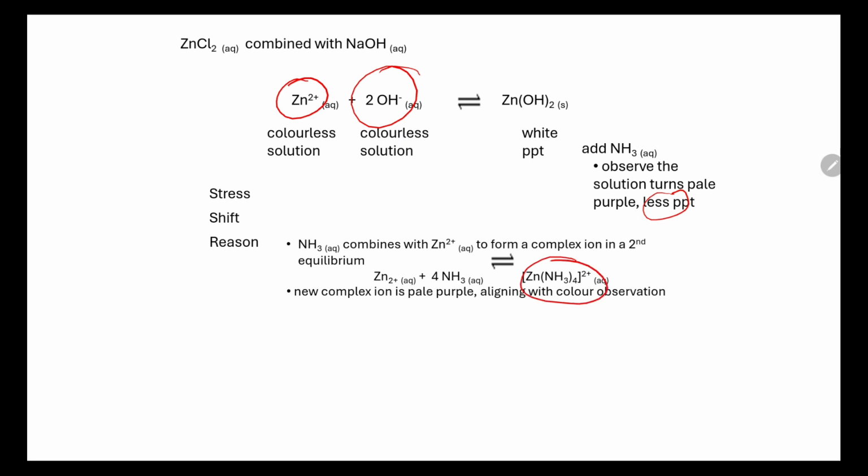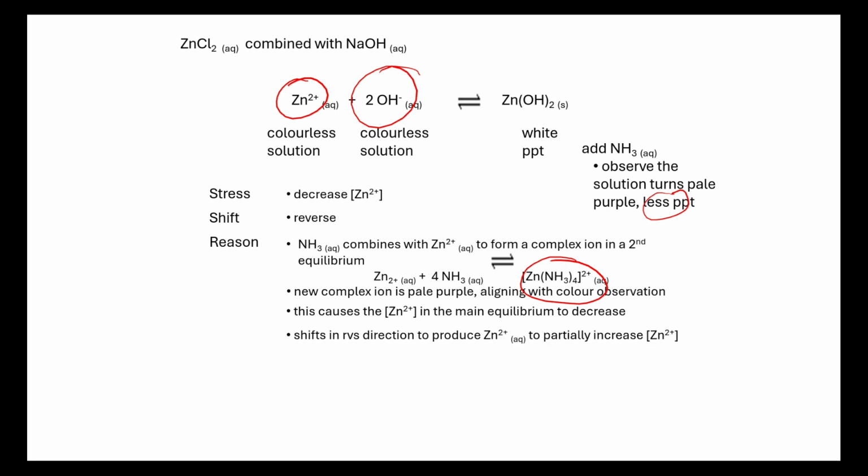And on the sheet, it also tells us that this new complex ion that's being formed has a purple color. And so as a result of this establishment of a secondary equilibrium, our concentration of our zinc 2 ion is going to decrease in my main equilibrium. And so therefore, we can now identify our stress. And so once we know our stress in our main equilibrium, we know that it's going to shift in a reverse direction. And when it does this, it will produce more zinc 2 ion to partially increase the concentration of my zinc ion.